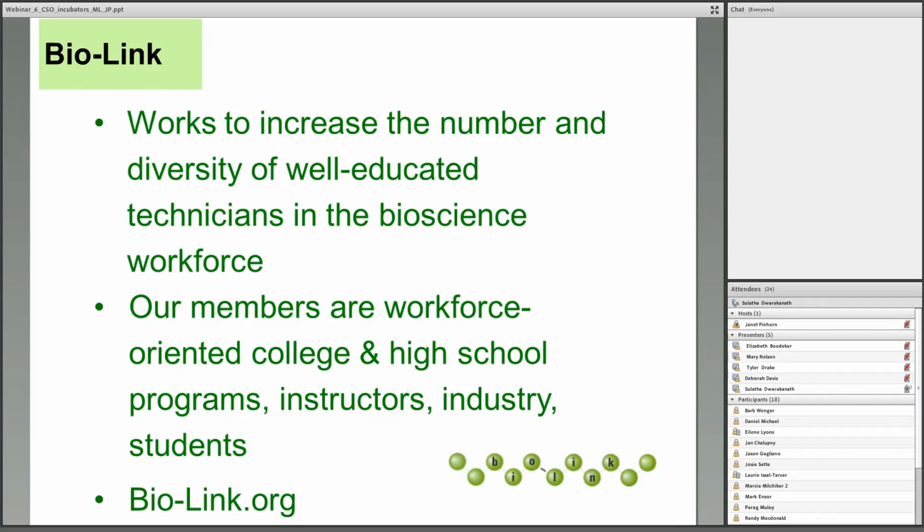So before I get into that, let me clarify one thing. CSO and CRO mean the same thing, Contract Research Organization and Contract Service Organization. It's called CSOs in a community college setting, and CRO is usually used by the industry.